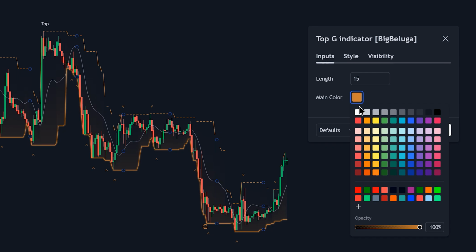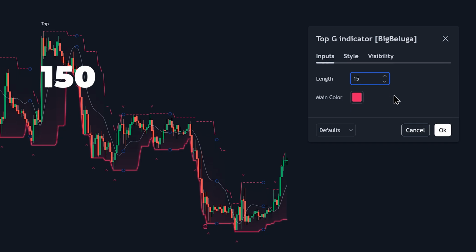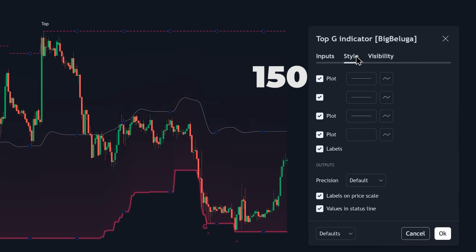And then here we have an option to change the main color of the indicator. For me, I'm going to change it to this bright pink for better visibility. The length is going to remain at 150. And then on the Style tab, I'm going to disable the midline for a cleaner look.